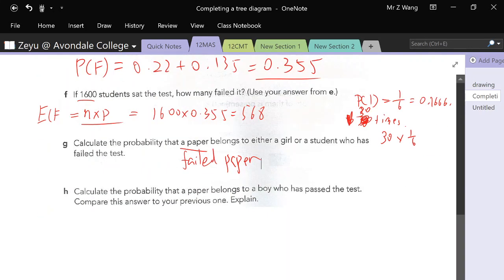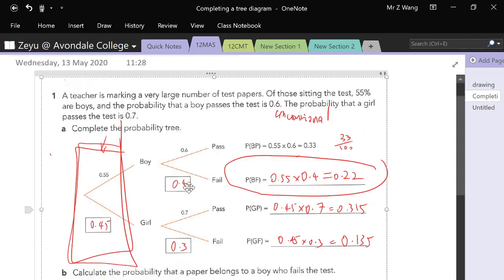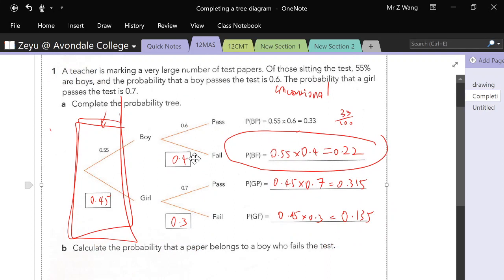Ah, okay. So that's comparing. Yes, so you have to know the feature of a tree diagram. These two add up to 1. These two add up to 1. These two add up to 1. These four add up to 1. And these two represent unconditional, and this column in the middle represents conditional, right? Where this probability 0.6 depends on it's a boy. This 0.4 depends on it's a boy. This 0.7 depends on the girl.